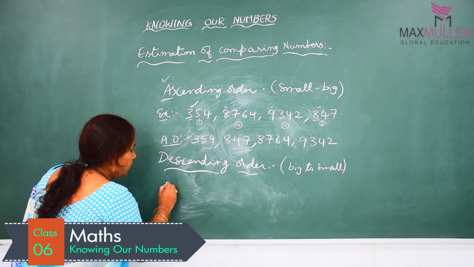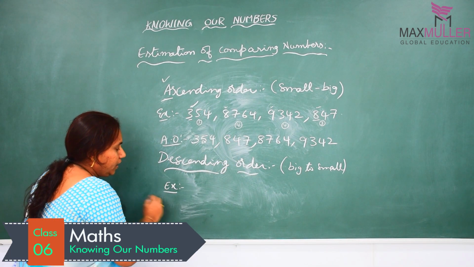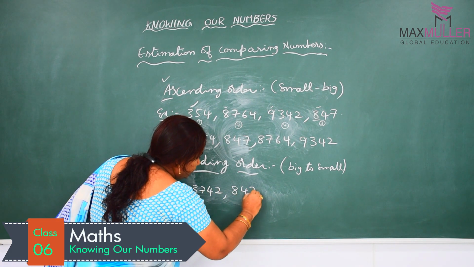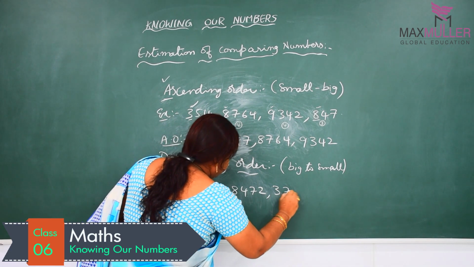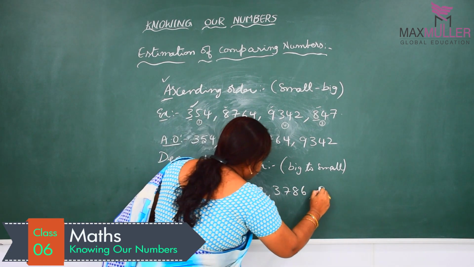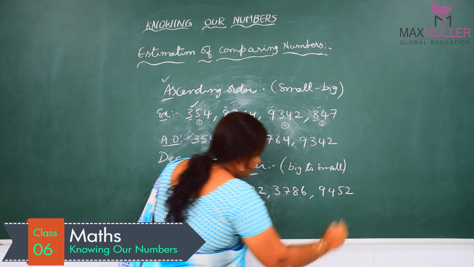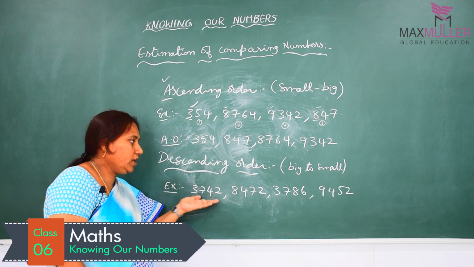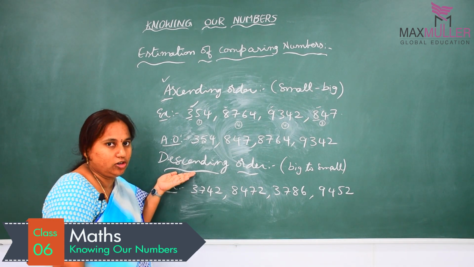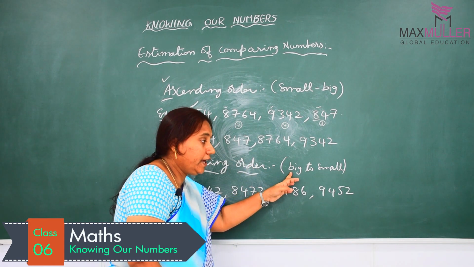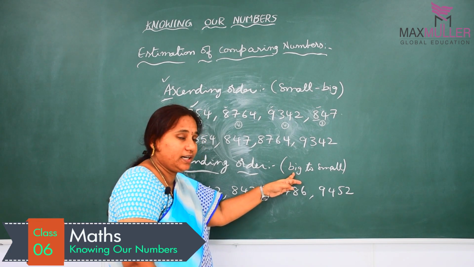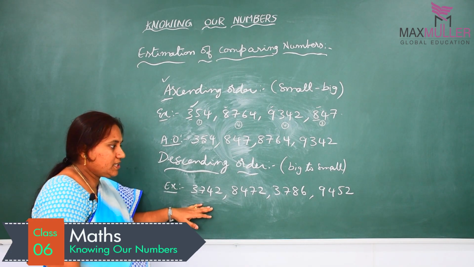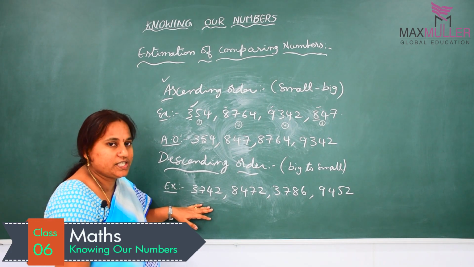So you have to take one more example. That is 3742. Now here we have one more sum. For this sum we have to arrange the given numbers in the descending order. Descending order means what we have to take first? We have to take the first one as the biggest number, that means the greatest number. In the given numbers, we have to check first which is the greatest number.